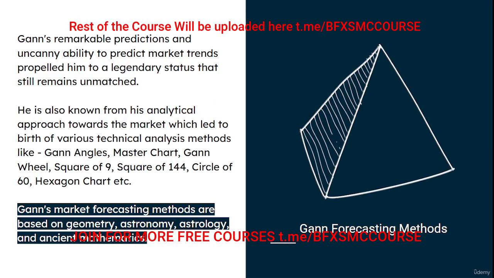He made many different kinds of, you can say, indicators, but I'll say more like methods, like Gann angles, master chart, Gann wheel, square of 9. We'll discuss square of 9 in more detail, and we'll also discuss Gann angles and the master chart, Gann wheel part. And square of 144, these are other methods which are not in the purview of this course, but you'll get a pretty good understanding of his world. His market forecasting methods are based on geometry, astronomy, and astrology. And ancient mathematics, as you can see I have written here, is a sugar-coated term which we use to describe geometry and numerology. You'll see all of that.